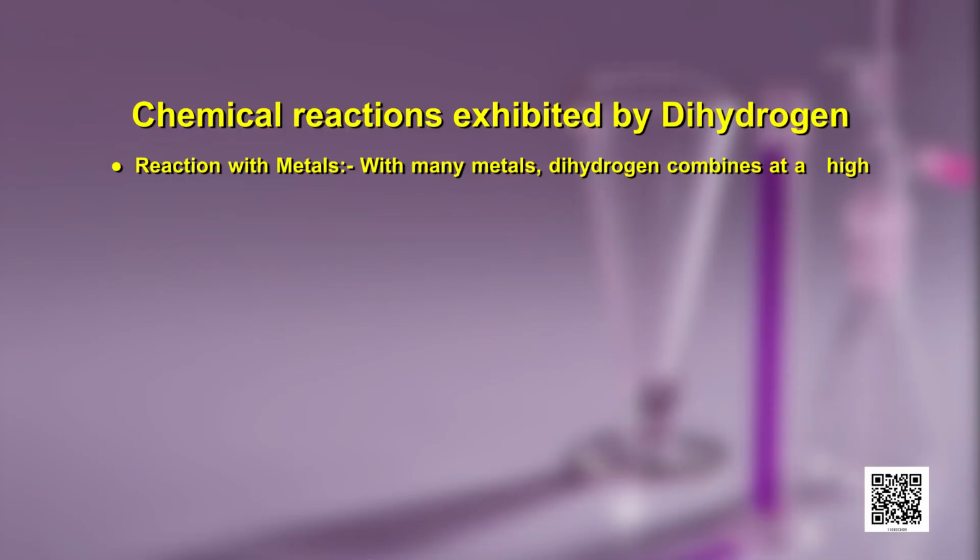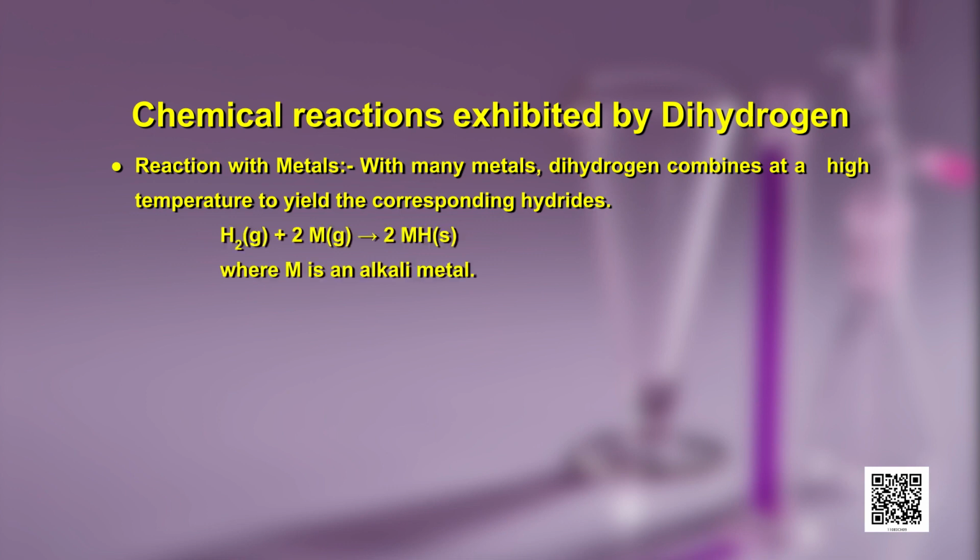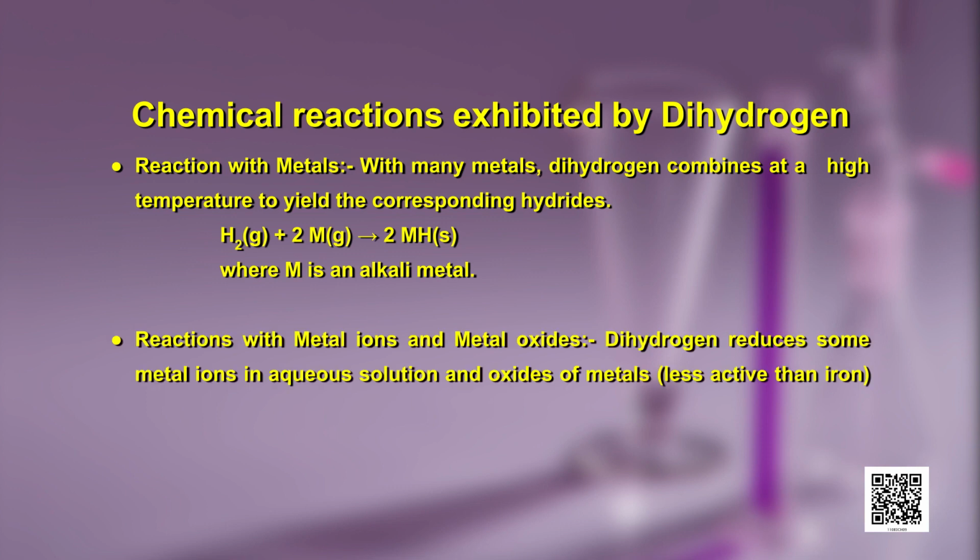Coming to the reaction with metals. With many metals dihydrogen combines at a high temperature to yield the corresponding hydrides. That is, M here symbolizes any metal and MH tells you that hydrides are being formed. So, reaction with metal ions and oxides is a little different.